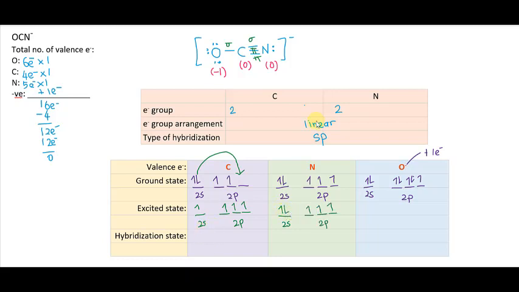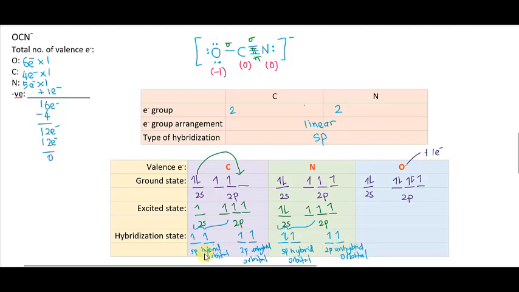For the hybridization state, we know that we have sp type of hybridization. Since we have 2 electron groups, we are going to mix only 2 orbitals. So for carbon, the hybridization state is sp hybrid orbital. The other 2 orbitals, we are going to label as 2p unhybrid orbitals. For nitrogen, also sp hybridization. Mix the 2 orbitals, we will get sp hybrid orbitals, and the other 2 orbitals will become 2p unhybrid orbitals. A single electron in hybrid orbitals will produce a sigma bond, while a single electron in unhybrid orbitals will produce the pi bond.